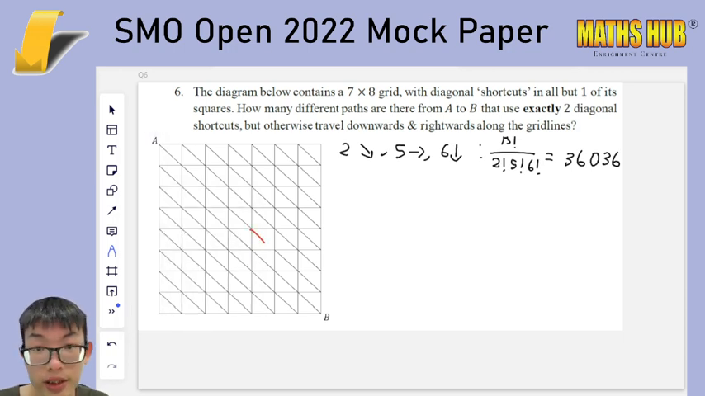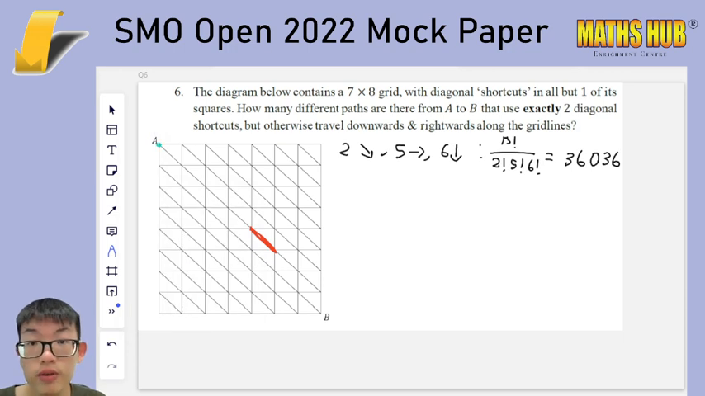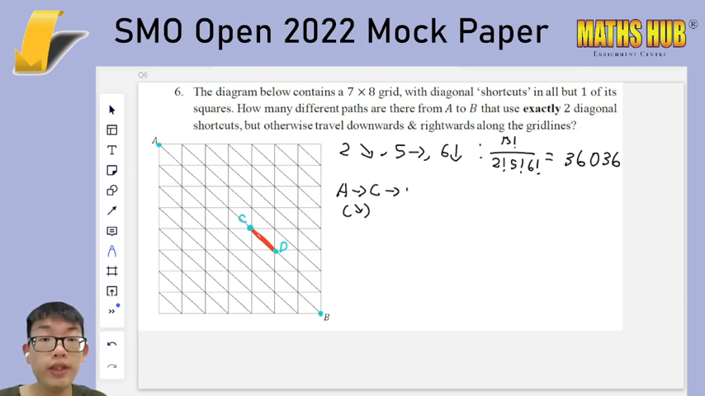So let's draw it here. And the question is, how many paths go through that? Well, for you to go through that, it means that you must have gone from A to one end of the shortcut, taken the shortcut, and then after that gone to B. I'll call this C and D. So there are two different ways in which this could happen. The first way is that you went from A to C with the shortcut, and then after that D to B without the shortcut.